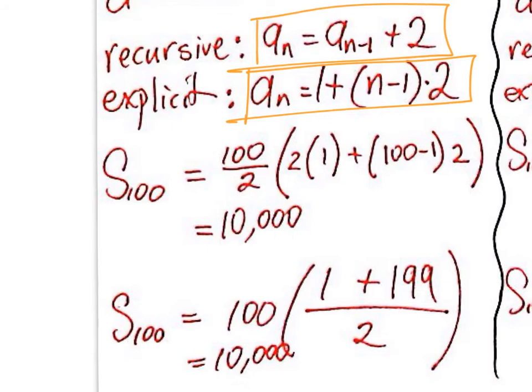I calculated, got 10,000, and then I did the same thing using the explicit formula, so this is the top right formula for the sum of the first n terms. We have the first term and we have the last term, and I figured out the last term using the explicit formula. If you plug in 100 right here, you're going to get 1 plus 99 times 2, 199. So this is the average of the first and last terms, and we multiply that by 100 and we get 10,000 as well. So both of these work. It just depends on what information you have.